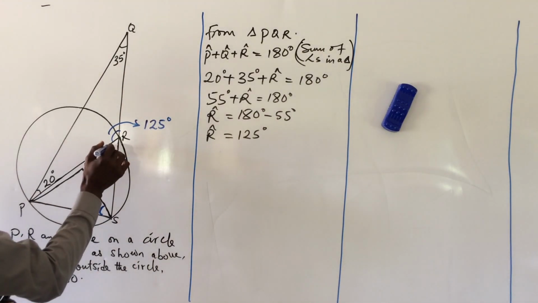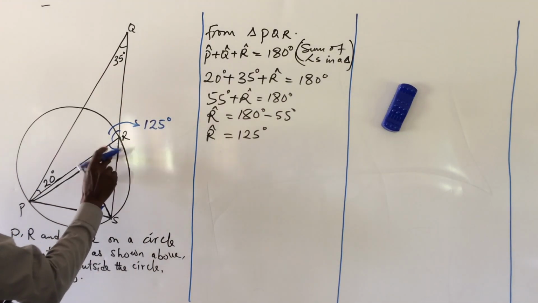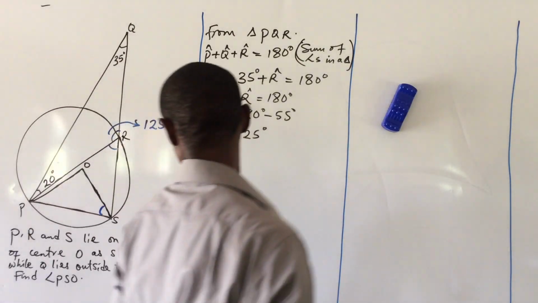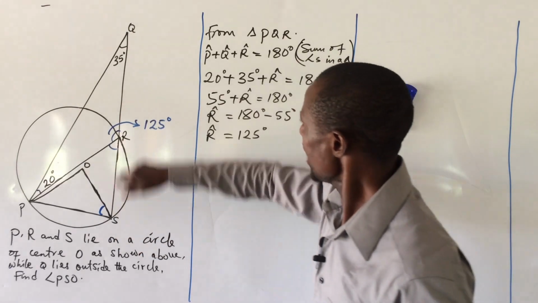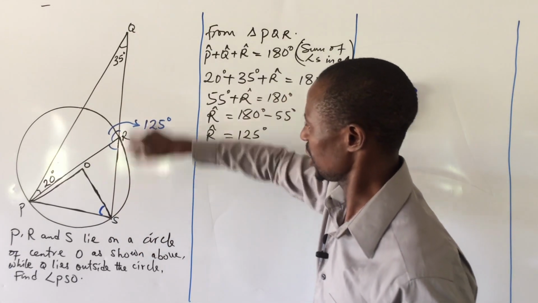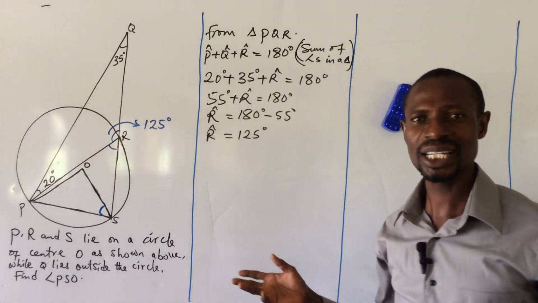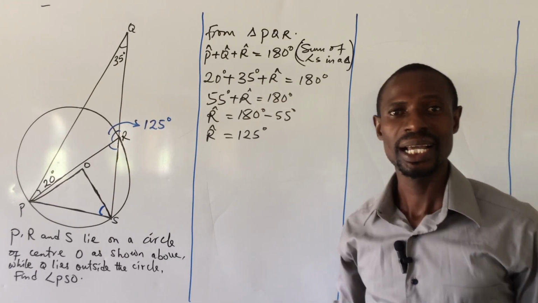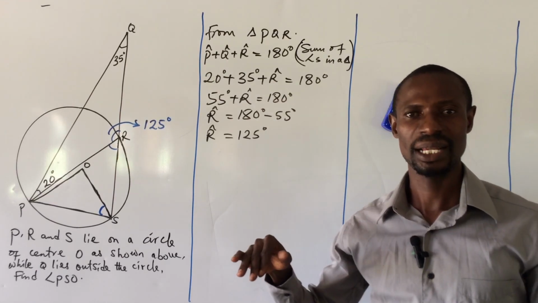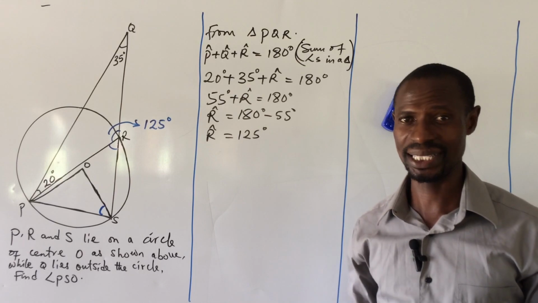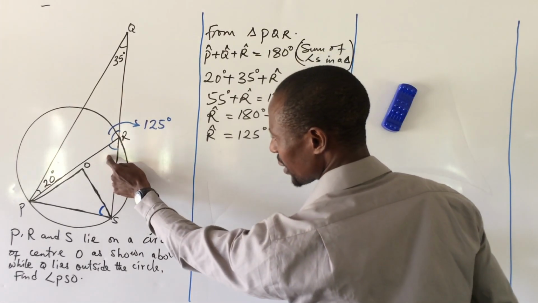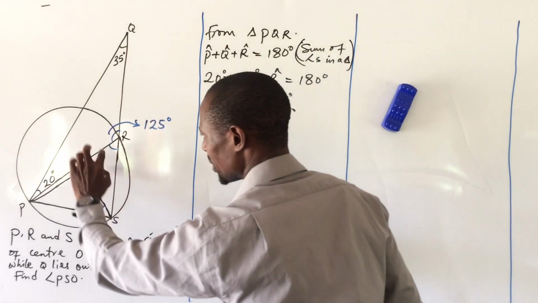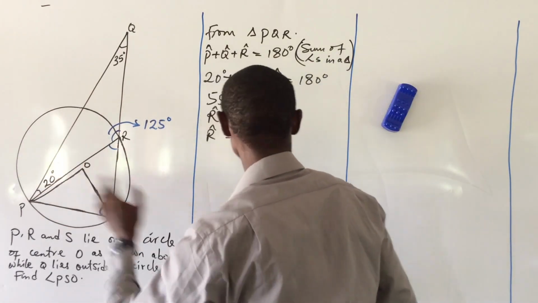Very easy. We now go ahead and look for this angle here. How do we get this angle on this other side? If you consider XQ, it is a straight line. And we know that the sum of angles on a straight line is 180 degrees. We've gotten one part of the 180 degrees, so how do we now get this part? That has to do with the circle itself.